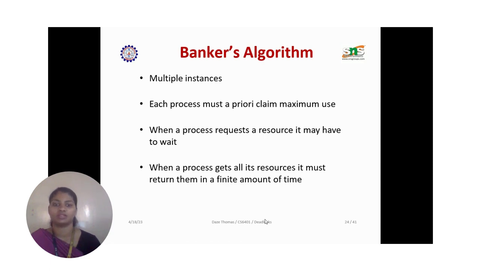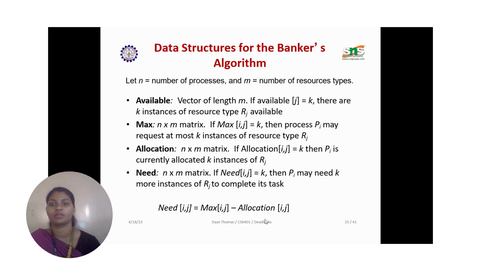Each process must declare a priori its claim of maximum use. When a process requests a resource, it may have to wait. When a process gets all its resources, it must return them in a finite amount of time. Then the data structures for Banker's algorithm. Here n is the number of processes and m is the number of resource types. So you have different matrices: available, max, allocation, and need.